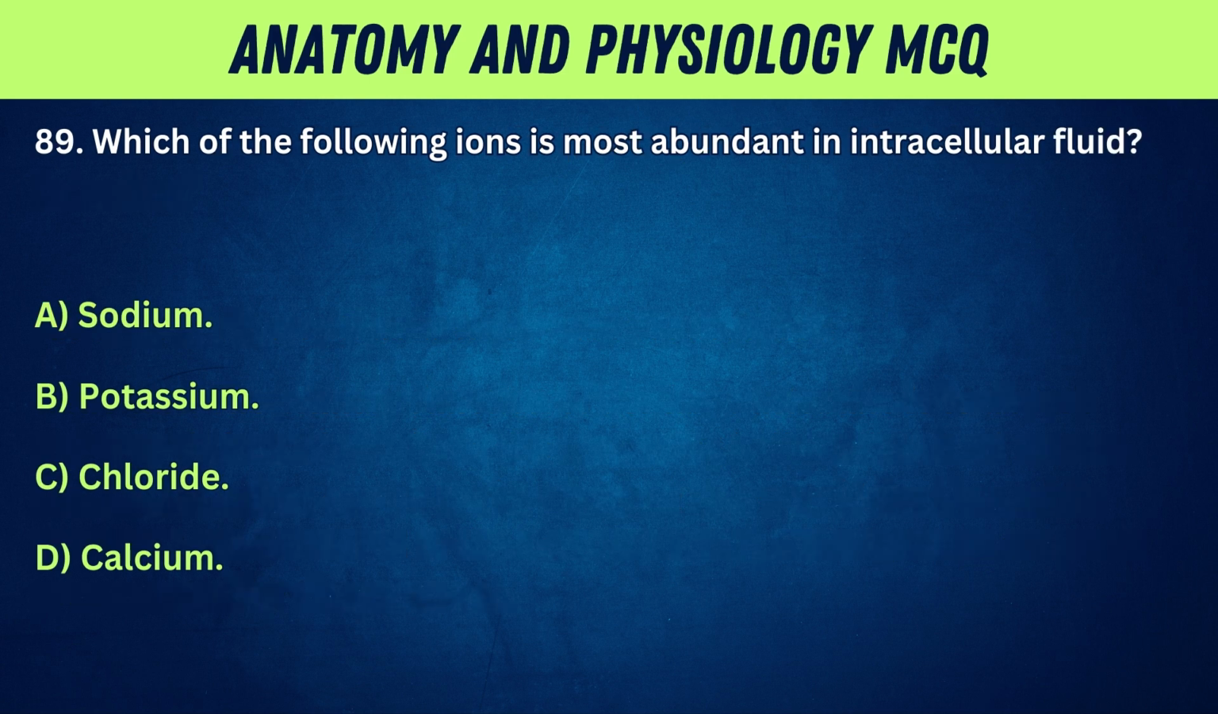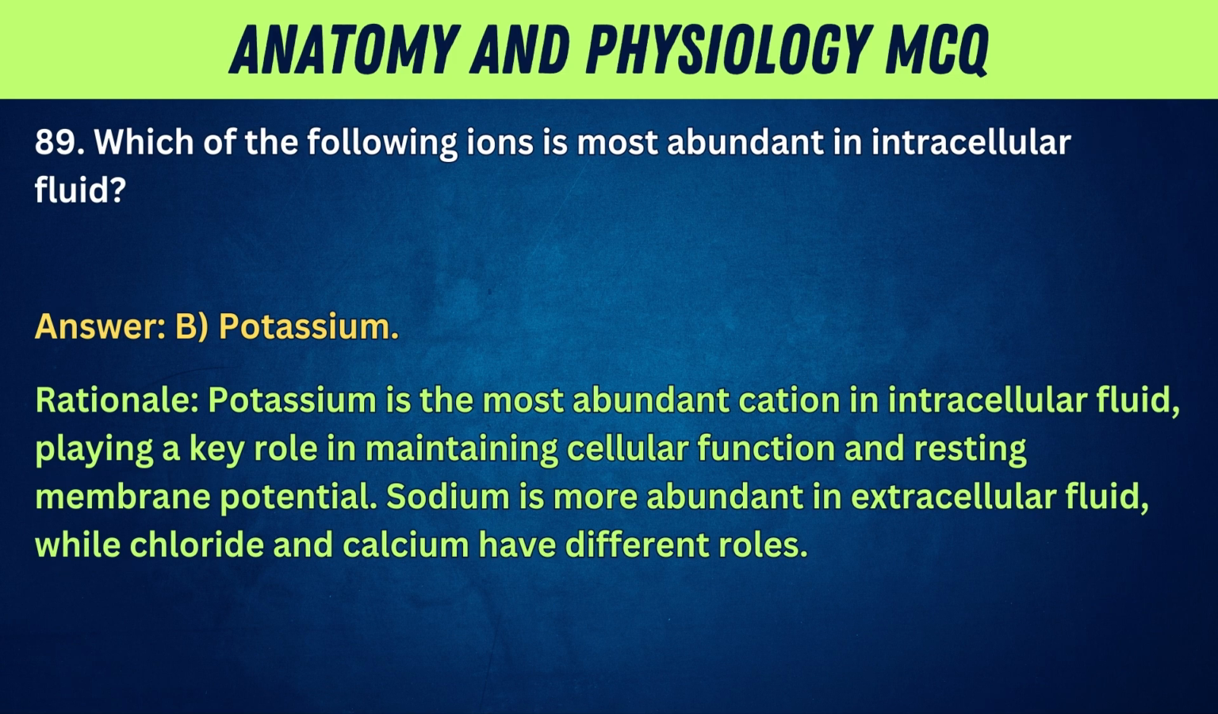89. Which of the following ions is most abundant in intracellular fluid? A. Sodium. B. Potassium. C. Chloride. D. Calcium. Answer: B. Potassium. Rationale: Potassium is the most abundant cation in intracellular fluid, playing a key role in maintaining cellular function and resting membrane potential. Sodium is more abundant in extracellular fluid, while chloride and calcium have different roles.